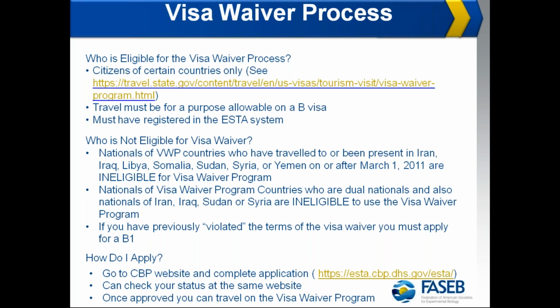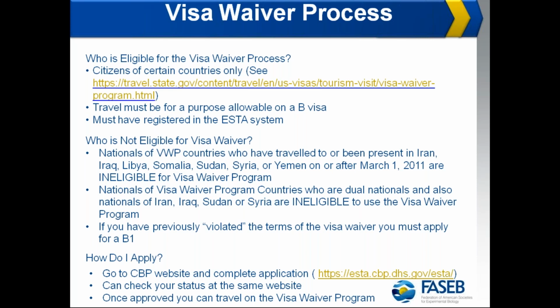Also, if you are a national of certain countries, Iran, Iraq, Sudan, or Syria, you are also ineligible to use the visa waiver program, even if you hold a passport of one of the countries noted in the link above. Thirdly, if you have previously violated the terms of the visa waiver program, you must apply for a B1.